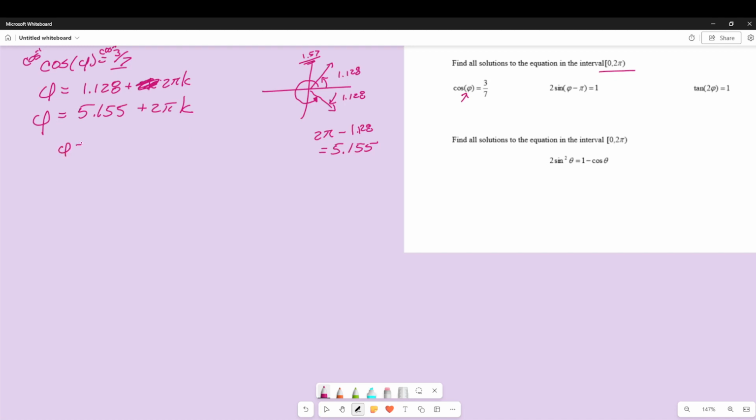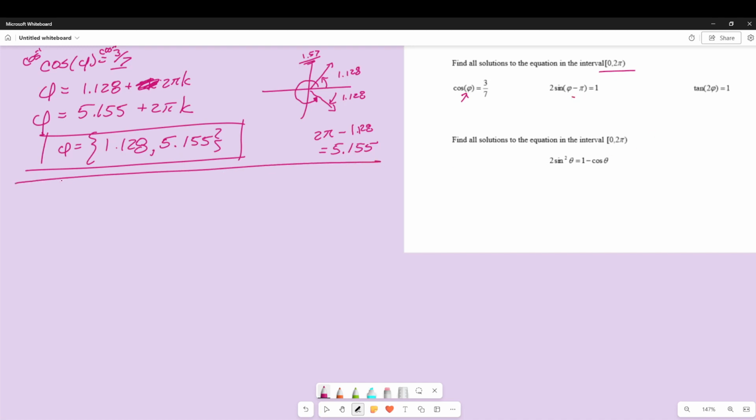So our two solutions for phi are going to be 1.128. If we added any full rotations, we'd be out of our interval, so it's not going to produce any other answers. But we do have to make sure we remember the 5.155. Any positive or negative full rotations are going to take us out of this interval as well. So that's our full answer.